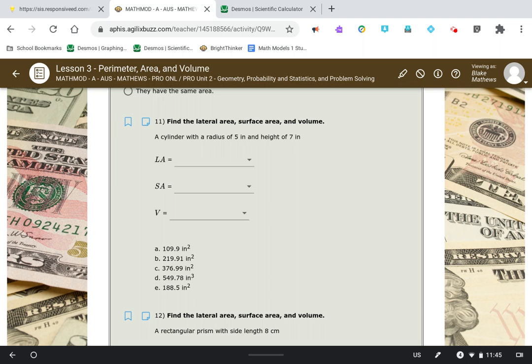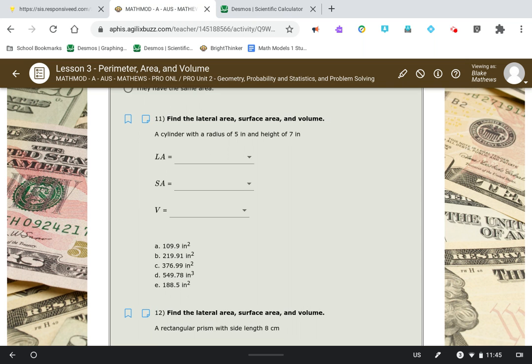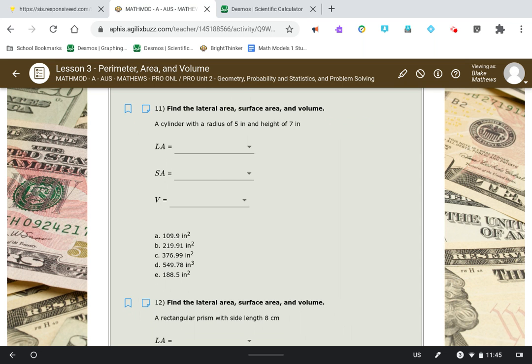All right, this is the second part of the Math Models Unit 2, Lesson 3 video. I'm going to go over all the questions, examples of the questions about lateral area, surface area, and volume. First one that comes up is a cylinder.